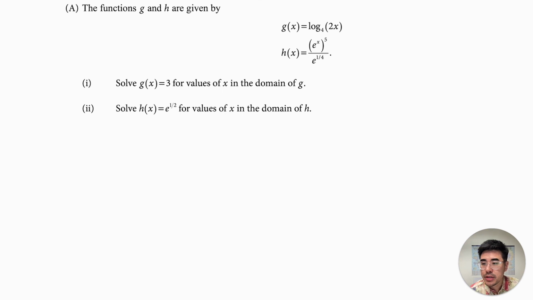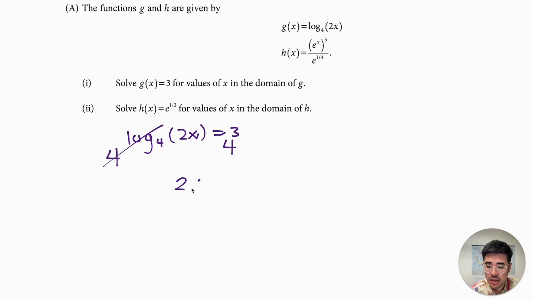Okay, here for question 4 in part A, we're given two functions g and h, and it says solve g of x is equal to 3. So I'm just going to go ahead and plug in. So log base 4 of 2x is equal to 3. To solve this, I'm going to change this into exponential form, or understand that to cancel out a log, it would be the same as raising both sides to the base of 4.